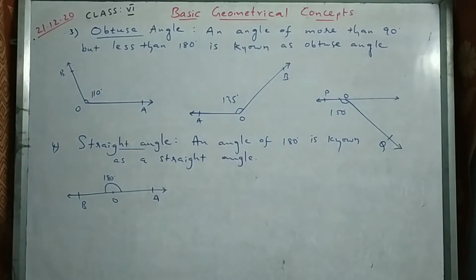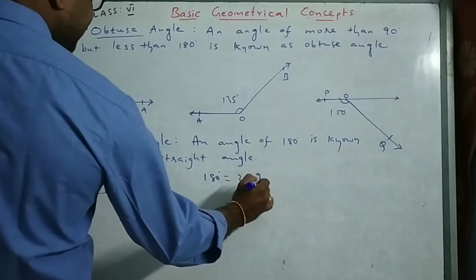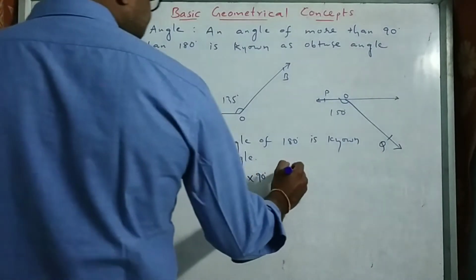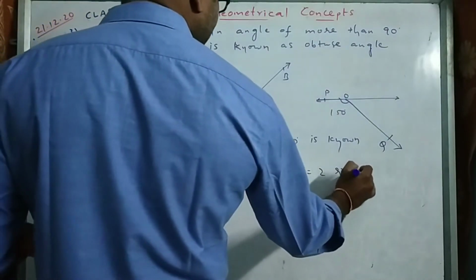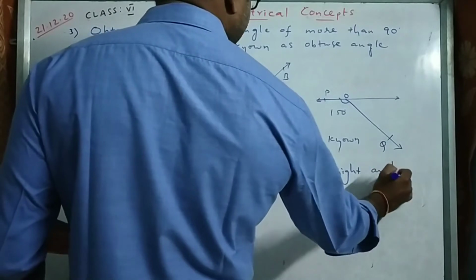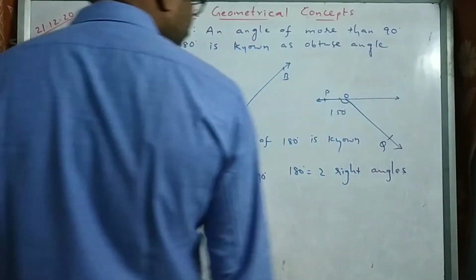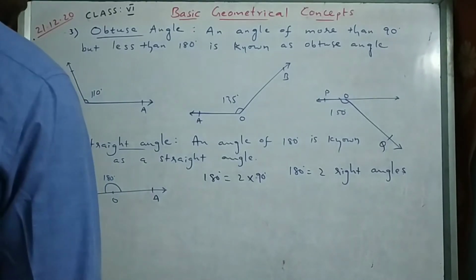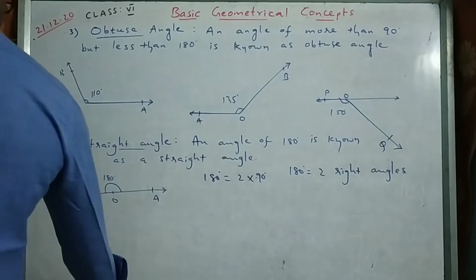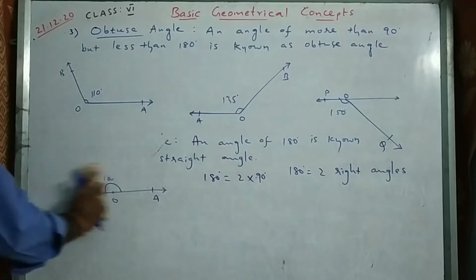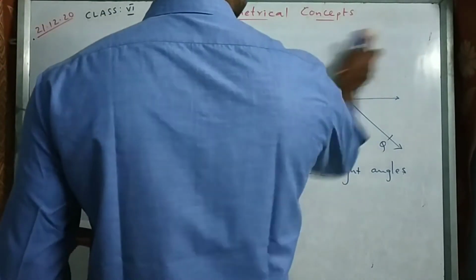Okay, that means a straight angle means I can take 2 times 90 degrees. So one straight angle means you can take 2 right angles. One right angle means 90 degrees. 2 right angles means 2 times 90, 180 degrees. Okay, that way you can write. Fifth one is the reflex angle. Okay, reflex angle.